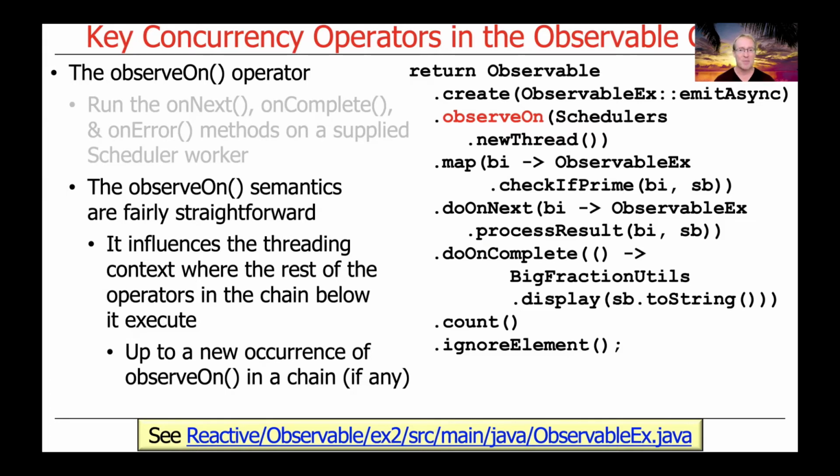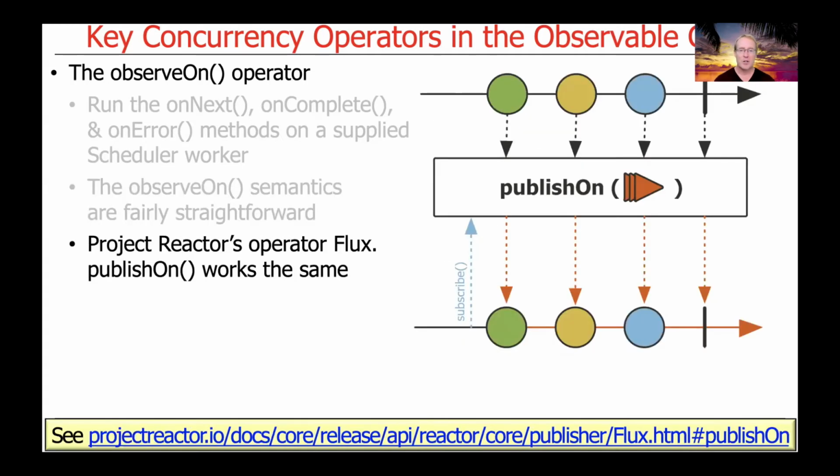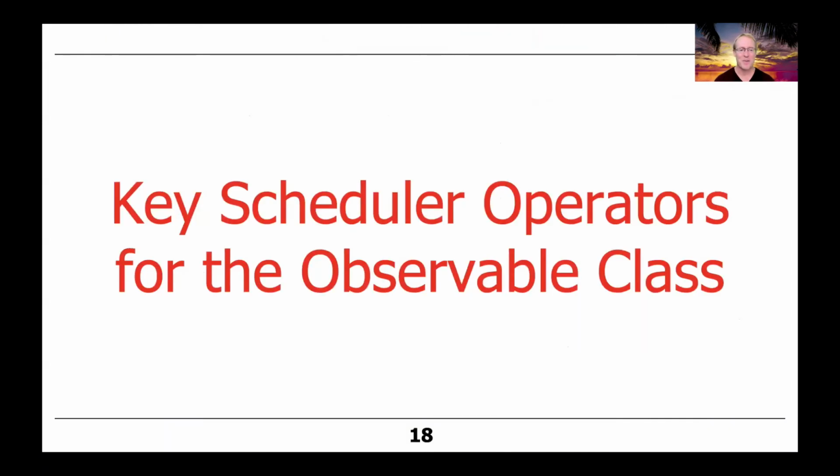We'll take a look at this example also when we get to the case study at the end of this lesson. And again, you'll see that we're going to be emitting a bunch of BigInteger random numbers in a background thread and then checking to see if they're prime. Project Reactor's Flux class has a publishOn operator that behaves the same as RxJava's observeOn operator. For some reason, they have different names, but they do essentially the same thing.